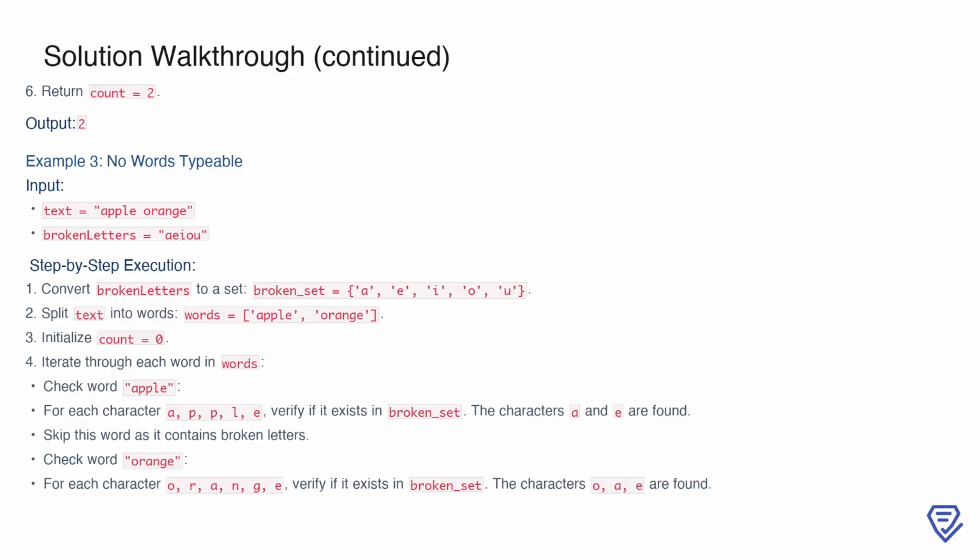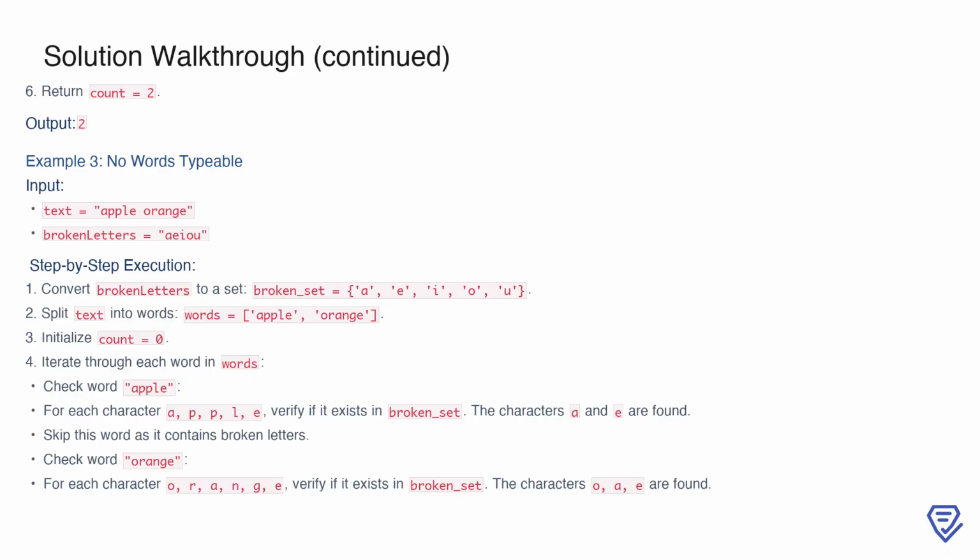Now let's analyze example 3, where the input text is "apple orange" and the broken letters are A, E, I, O, U. First, we convert the broken letters into a set, resulting in broken_set containing the vowels A, E, I, O, and U. Splitting the text gives us the words apple, orange. We initialize count to 0.